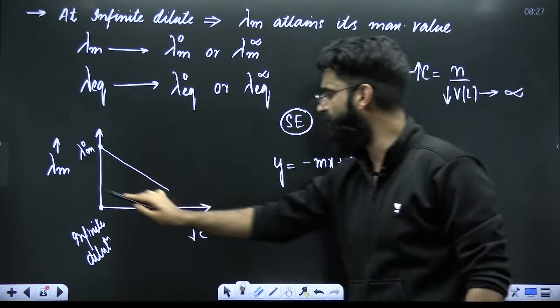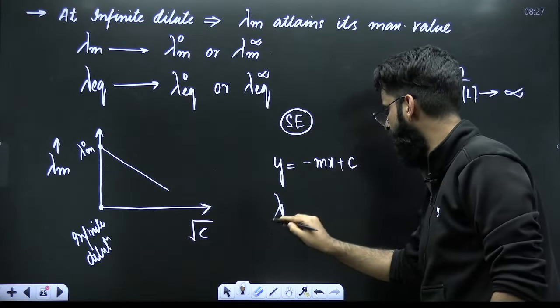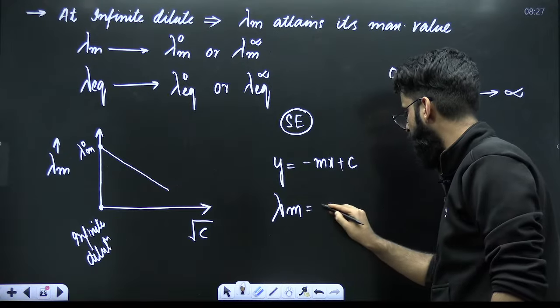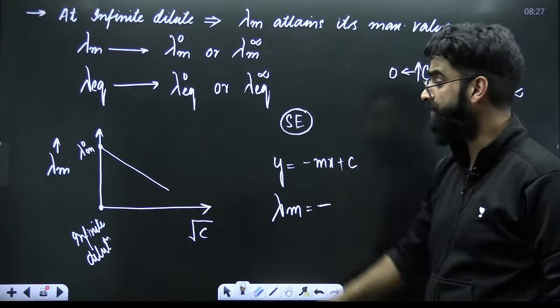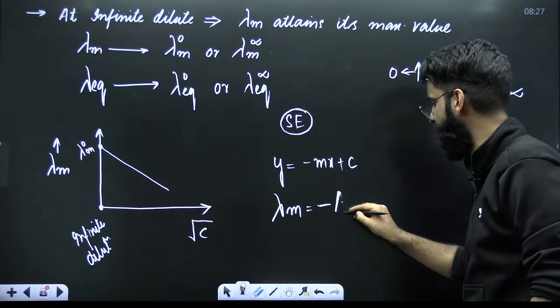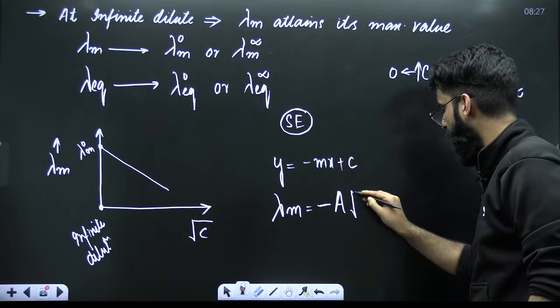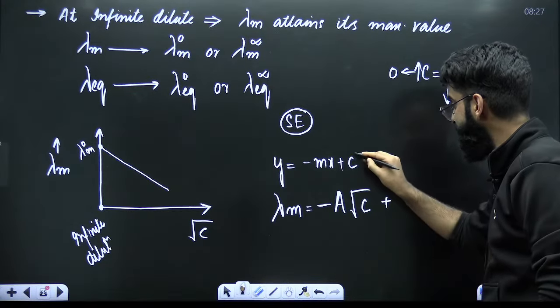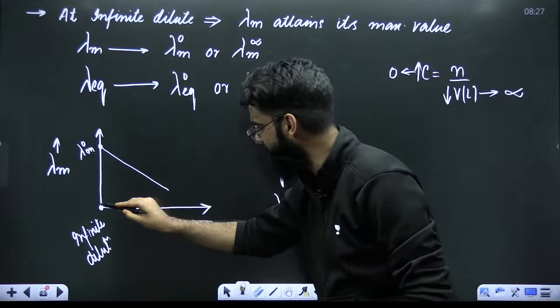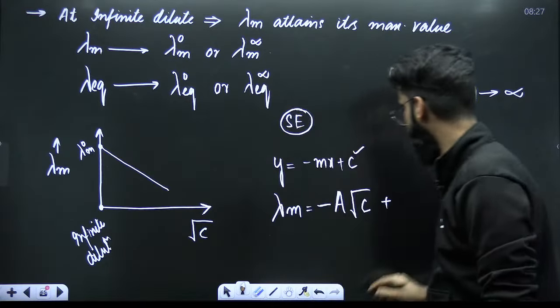Now along the y-axis, what are you plotting? Along the y-axis, you are plotting lambda m is equal to minus a times root c plus lambda naught m. Here m is the slope of the curve; let's say the slope of the curve is represented by a. Along the x-axis, you are plotting root c. And c is the intercept, the distance from here to here, which is lambda naught m.